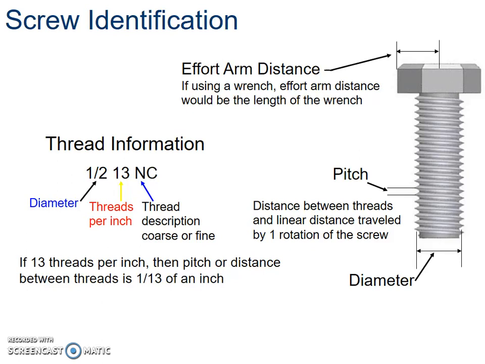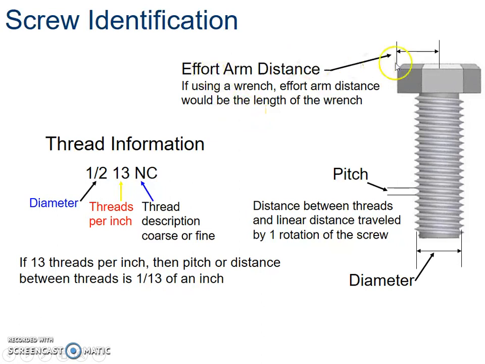So in the United States, we have national coarse or national fine. Those are the two different types. That 13 represents 13 threads per inch. That means the distance between threads is 1/13 of an inch.